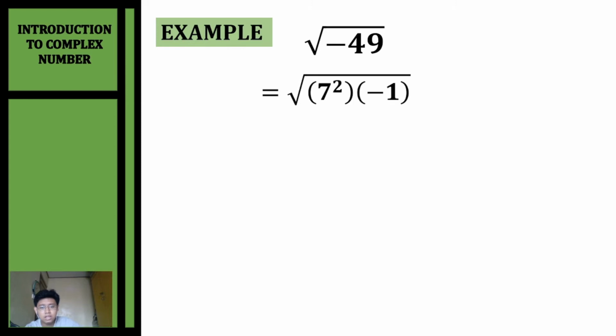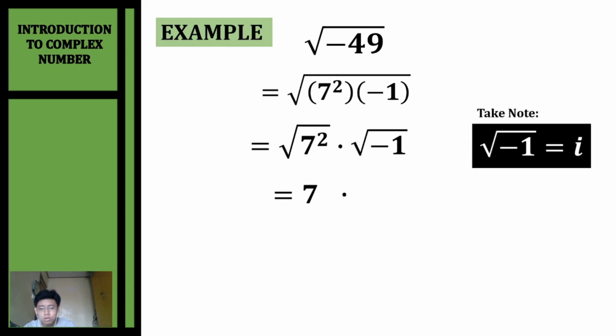We can factor this as 7 squared and we factor out the negative factor, which is -1. Now we get the square root of each factor, the square root of 7 squared and the square root of -1. The square root of 7 squared is 7, times the square root of -1. Now take note that the square root of -1 is equal to i, therefore we will write i instead of the square root of -1. So our final answer will be 7 times i, or 7i.